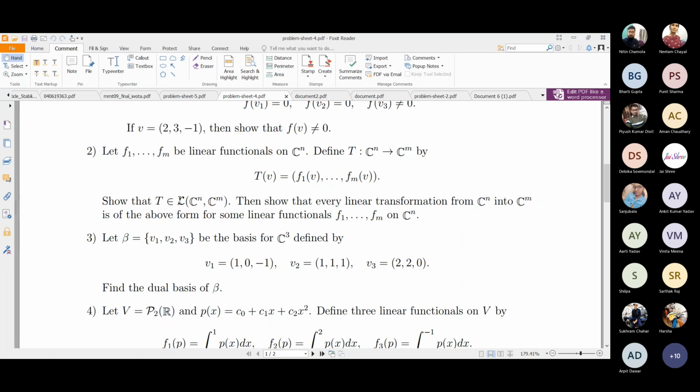Okay, you have to show that this T is a linear transformation from Cn to Cm, because this script L, Cn, Cm is a notation for the collection of all the linear transformations from Cn to Cm. So you have to show that it is a linear transformation first, and then you have to show that every linear transformation from Cn to Cm is of the form in some linear functionals. Okay, I mean you can represent any linear transformation T by these linear functionals f1 to fm on Cn. So how will you proceed in this question? First, you have to show that T is a linear transformation. Okay, so how will you do that in this question?